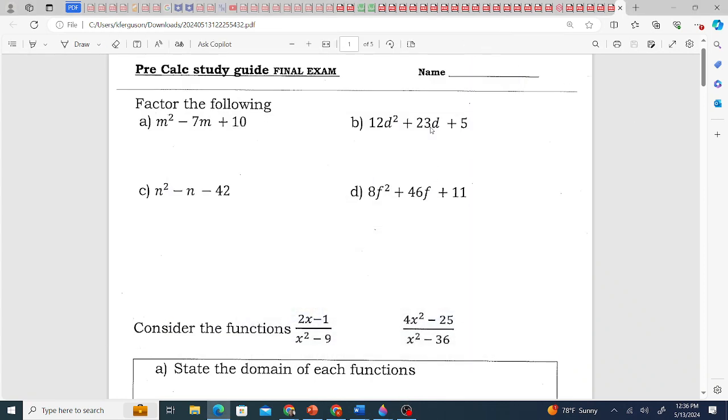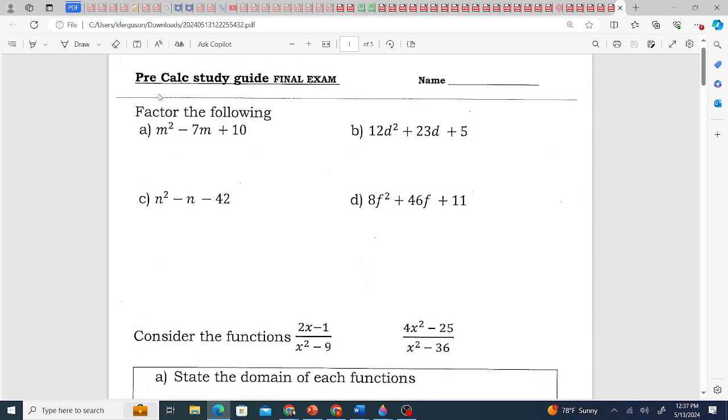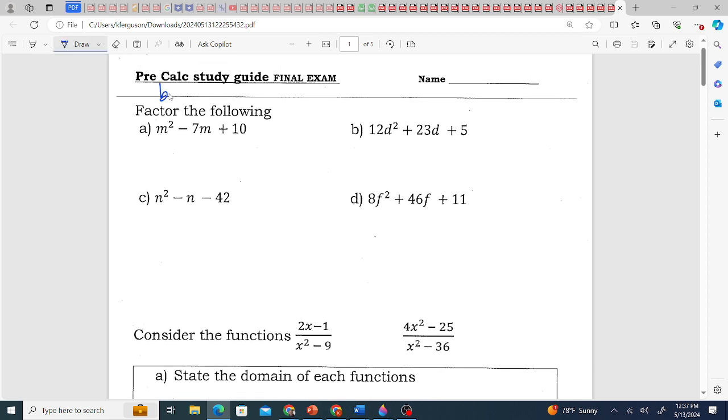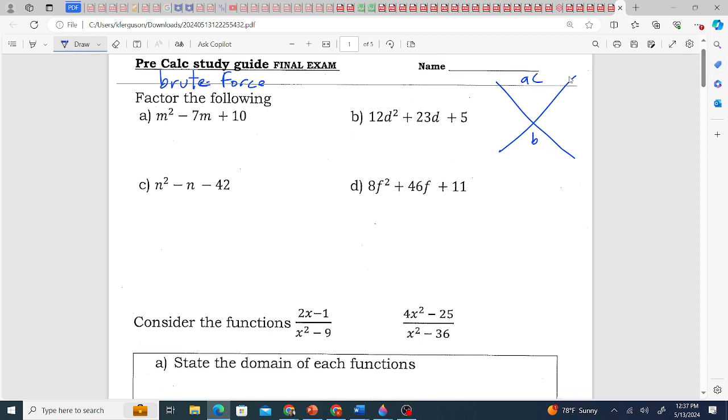Okay, so we're factoring. Now, like I said, with factoring, we talked about two methods. We talked about brute force, and then we talked about the AC method. What I'll do is I'll come back to that. But AC method and brute force method.